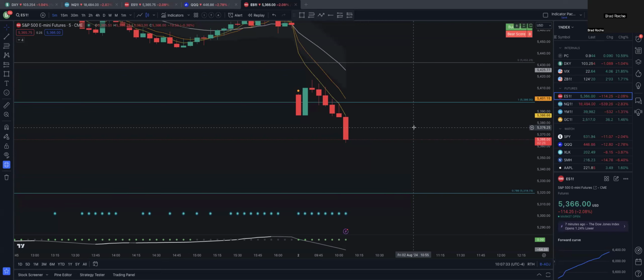So yeah, that move right there was about 100% return in SPY 0 DTE expiration. This candle right here.